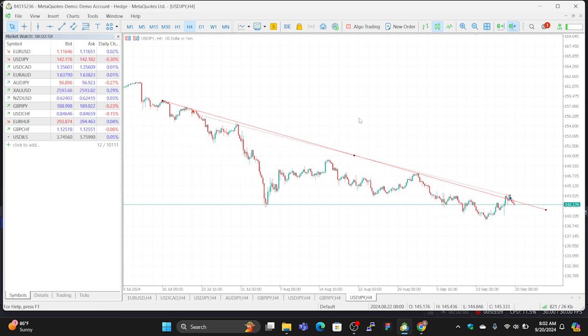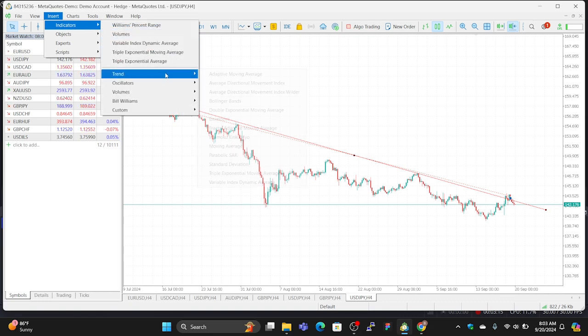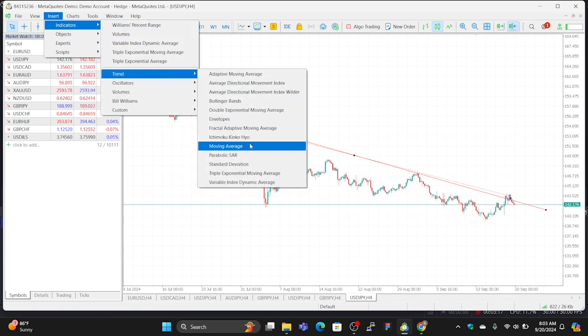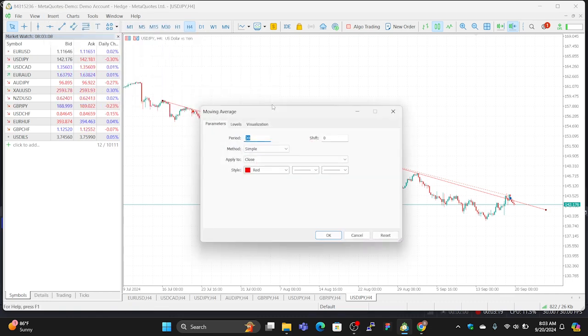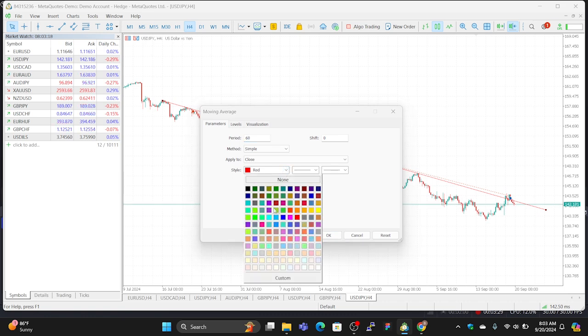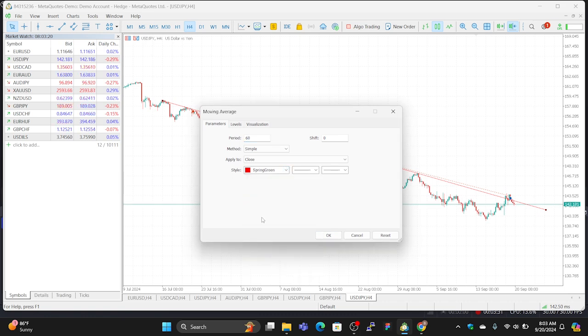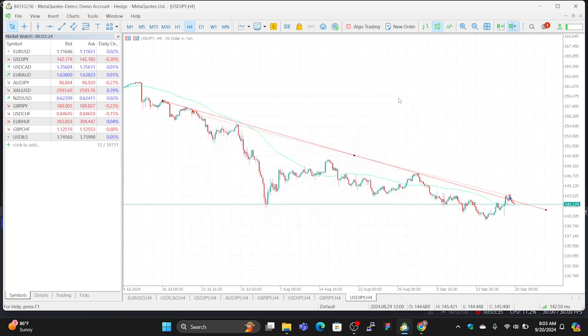So how do we add the moving average to our chart? We come to insert, indicators, trend. We're going to add our moving average. On the moving average side, we're going to be looking at 2 particular indicators, the simple moving average and the exponential moving average. I'll make this color green. Say okay. So my indicator has been added to my chart.